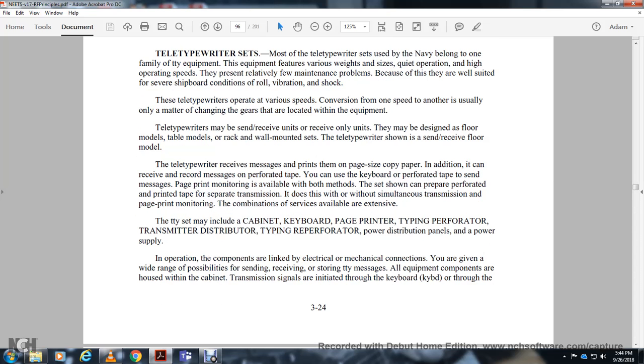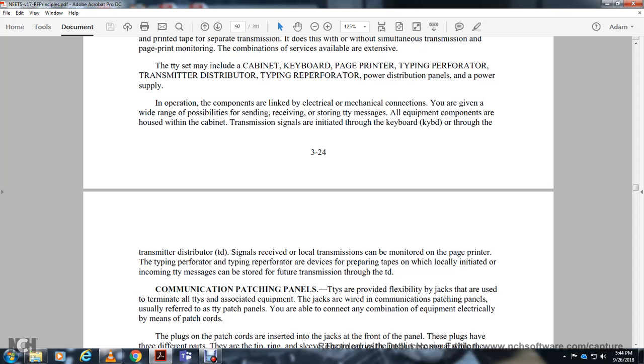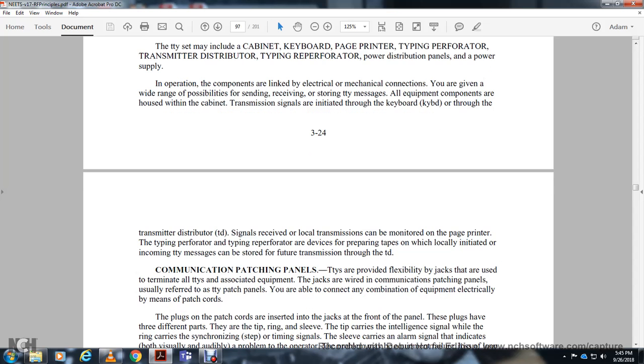The teletypewriter set includes the cabinet, keyboard, page printer, typing perforator, transmitter distributor, power distribution panels, and power supply. In operation, the components are linked with electrical and mechanical connections, giving you a wide range of possible sending and receiving capabilities for all equipment. The components are housed in the cabinet. Transmission is initiated with the keyboard and through the transmitter distributor, with the signal sent to the receiver. The local transmission can be mounted over the page panel with the typing perforator or reperforator device. Tapes of locally initiated and incoming teletypewriter messages can be stored for future transmission on the TD.